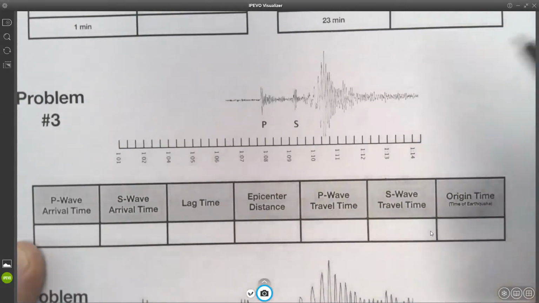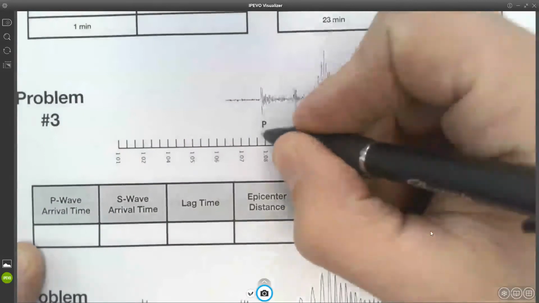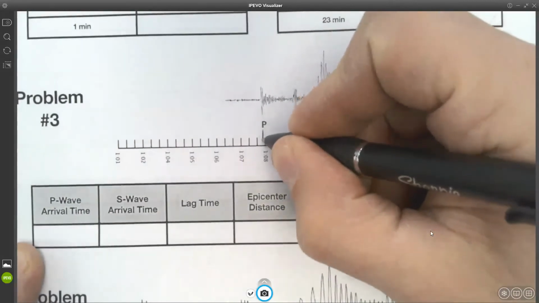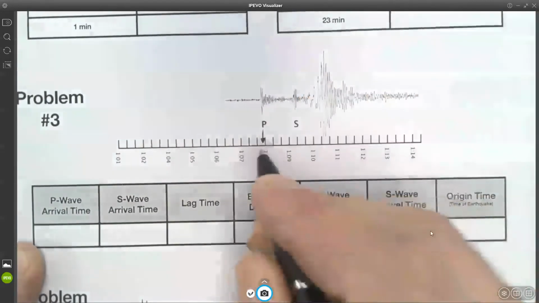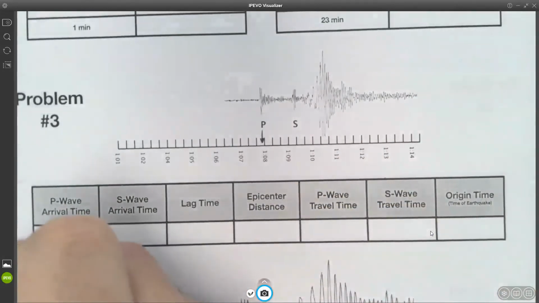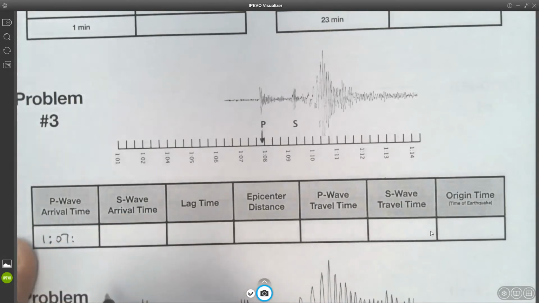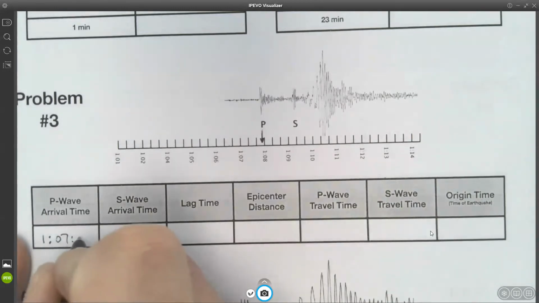Okay, so if we want to analyze exactly where this P wave comes into this time scale, I'm just going to come straight down from there. And I'm going to estimate that that's right before this line for 108. So I'm going to say that the time is 1:07. And then we just have to guess how many seconds that is. And to me, that's probably somewhere close to around 55 seconds or so.